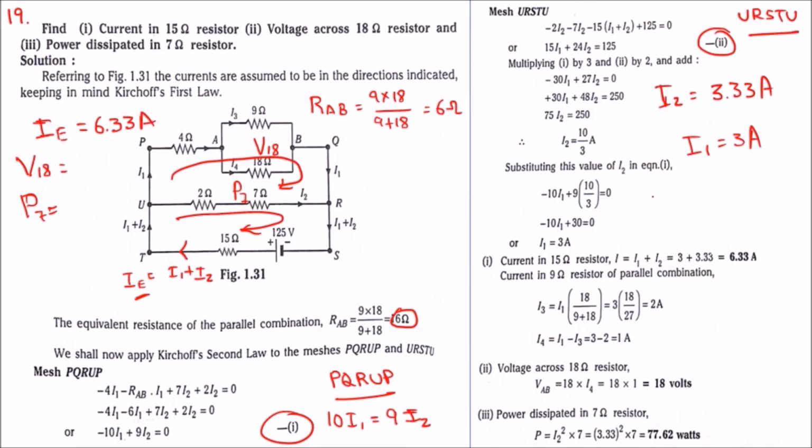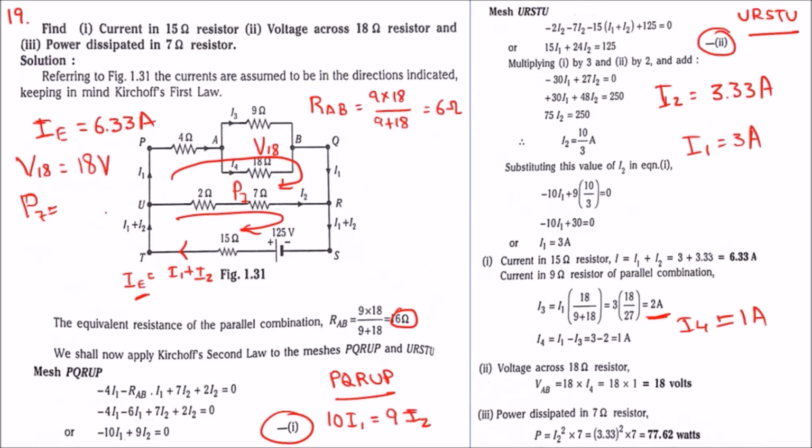Next we have to find the voltage across the 18 ohm resistance. For that we need I4. To find I4, using I1, we will first find I3, that is I1 into 18 by 9 plus 18. I3 will be 2 amps. We know that I1 minus I3 is I4. We will get I4 as 1 amp. So the voltage across 18 ohm is 18 into I4, that is 18 volts.